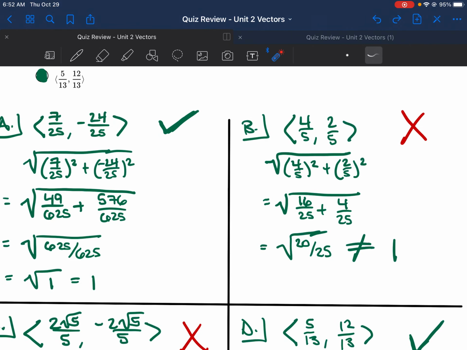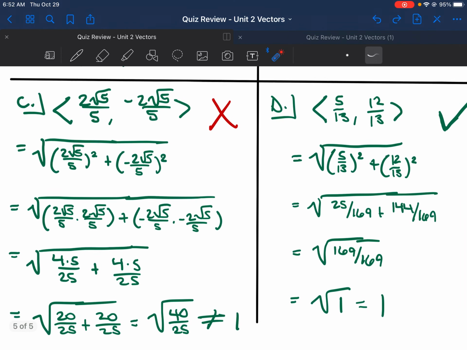B, however, we can see is not a unit vector. When we take 4/5 squared, we get 16 over 25. When we take 2/5 squared, we get 4 over 25. 16 25ths plus 4 25ths is 20 25ths. And if you take the square root of 20 25ths, you will not get 1.